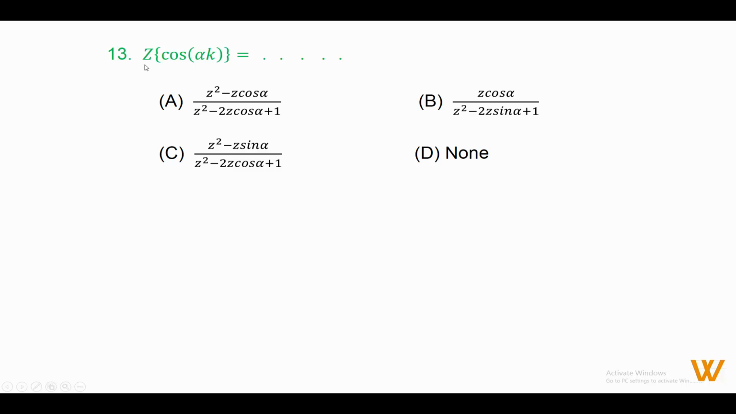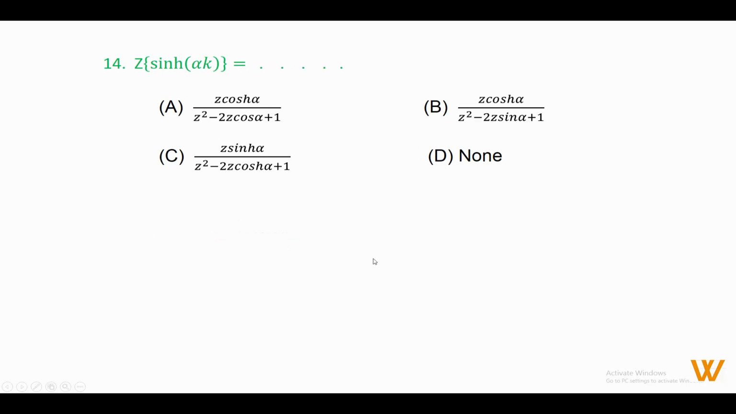13. Z transform of cos of alpha k is equal to dash. Z transform of cos of alpha k is z square minus z cos alpha upon z square minus 2z cos alpha plus 1, means answer is option A, z square minus z cos alpha upon z square minus 2z cos alpha plus 1.